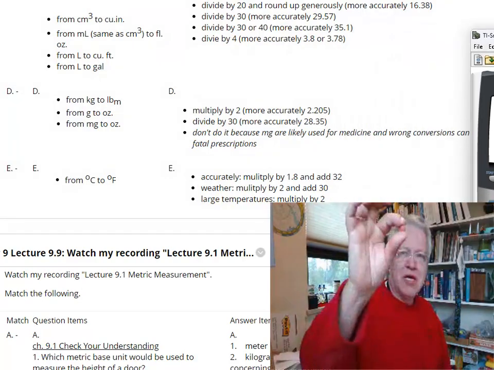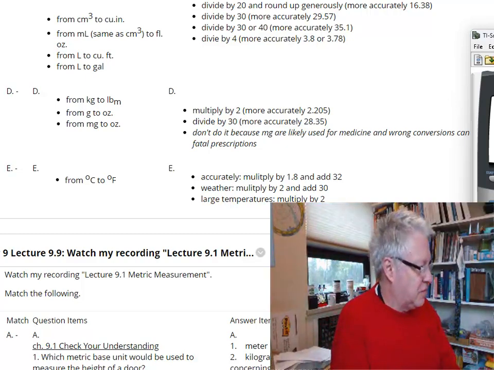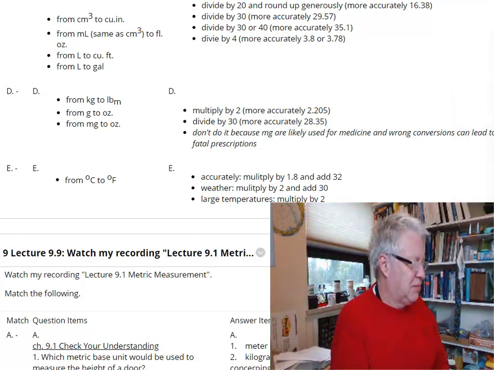I think I'm trying to hold an ibuprofen into the camera here. Maybe you can see that. Don't do it from milligrams to ounces, because milligrams are used most likely for medicine anyway, and don't convert, because that could lead to a fatal prescription.